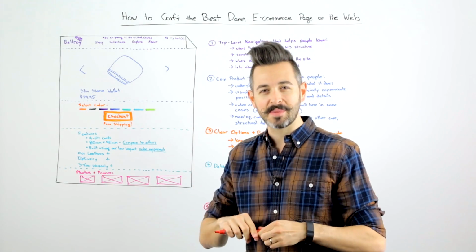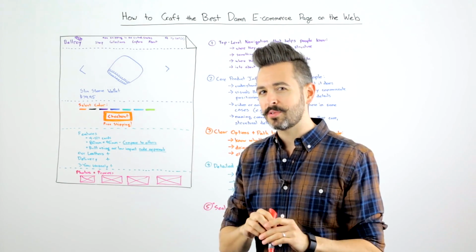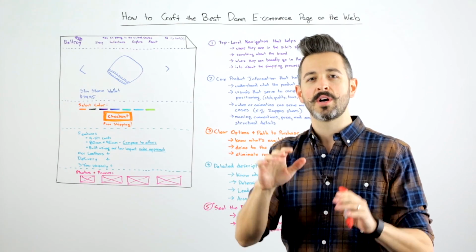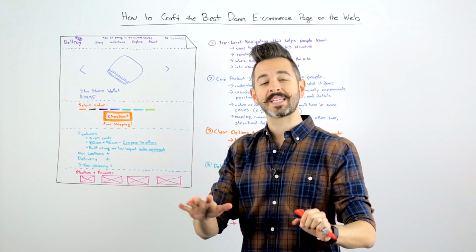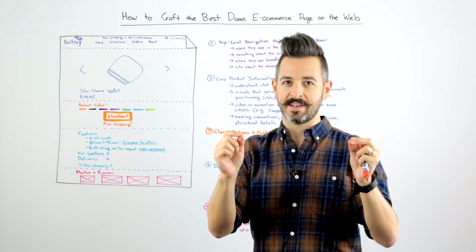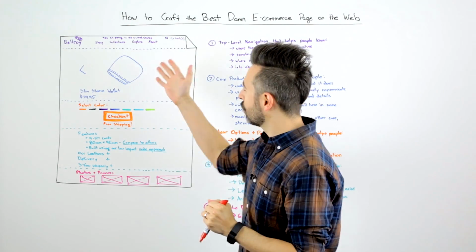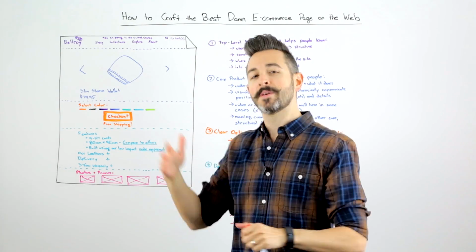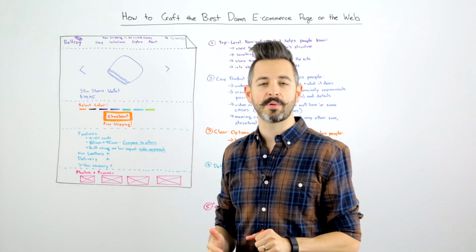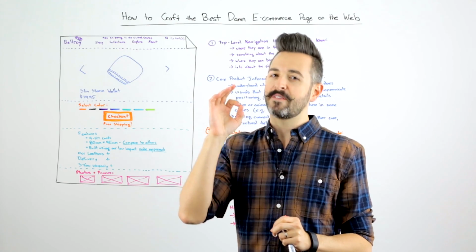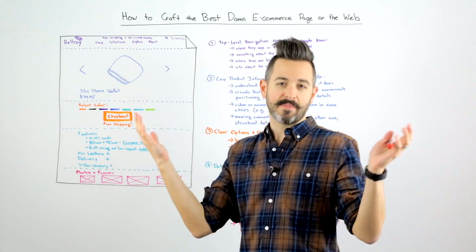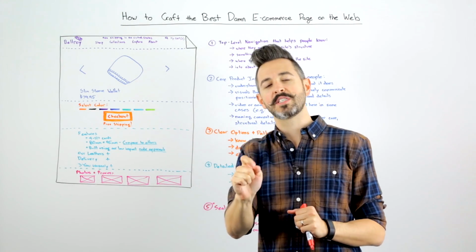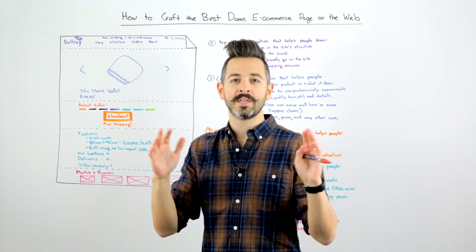I'm the founder of Moz, and today I want to talk with you about how to craft the best damn e-commerce page on the web. And I'm actually going to be using an example of one of my very favorite e-commerce pages. That is the Bellroy Slim Wallet page. Bellroy makes wallets and they market them online primarily, and they make some fantastic products. I've been an owner of one for a long time, and it was this very page that convinced me to buy it. So what better example to use?